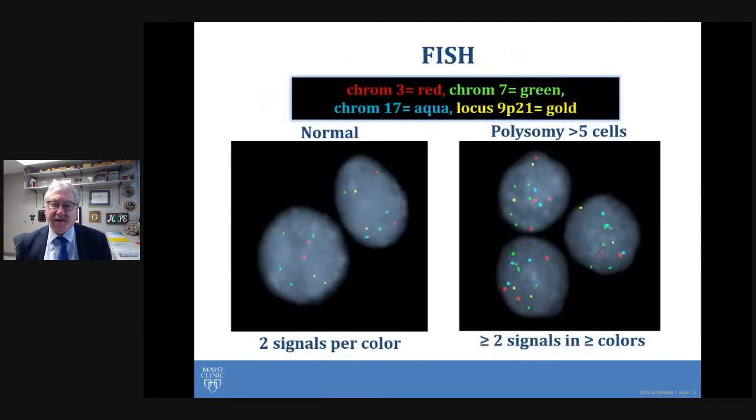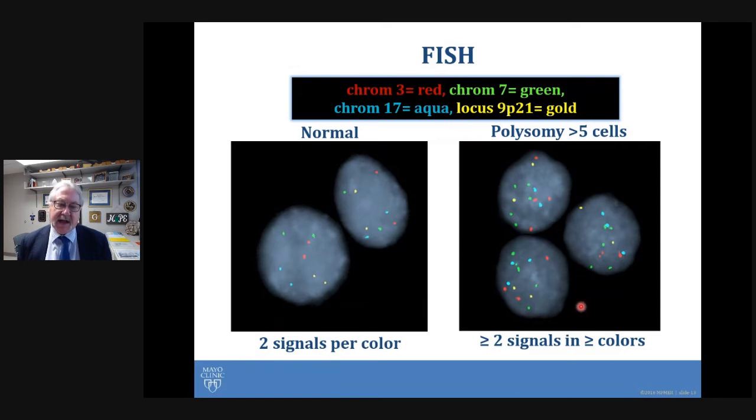As opposed to conventional cytology, which is subjective, we've used the fluorescent in situ hybridization approach, or FISH. This labels loci on chromosomes. We have 4 colors: a red, a green, this sort of aqua color, and gold. Remember, you have 1 chromosome from each parent, so therefore you should have 2 sets of identical chromosomes, and you should have 2 signals per color in health.